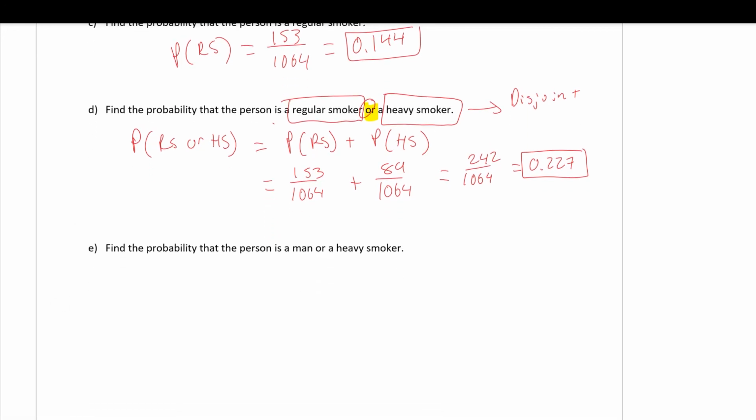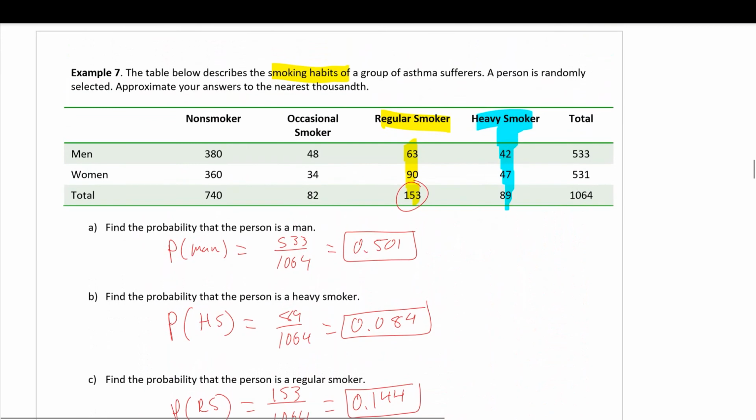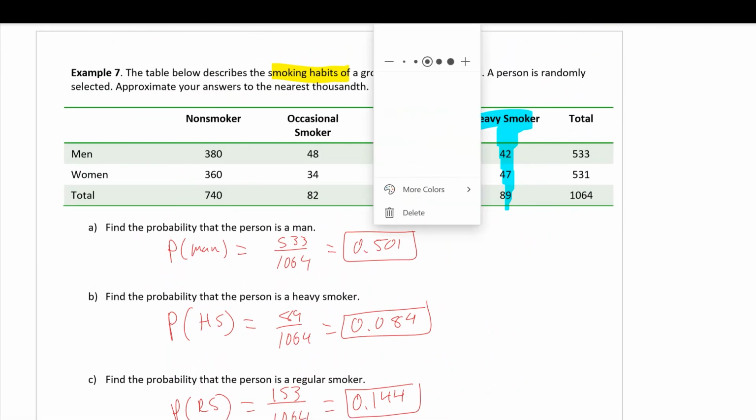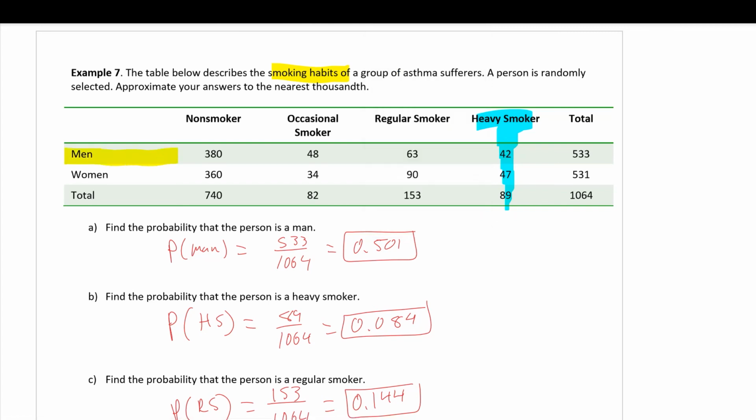Okay, here's another question. Find the probability that the person's a man or a heavy smoker. All right, again, it's one of those OR probabilities, so you have to ask yourself, are these disjoint? Meaning, is there a particular person that would be a man and a heavy smoker at the same time? All right, so let me go ahead and erase these. Well, we have heavy smokers already highlighted there, so I'll just keep that highlighted. And then man, well, as you can see, there is an intersection here. There's 42 people that are both men and heavy smokers.